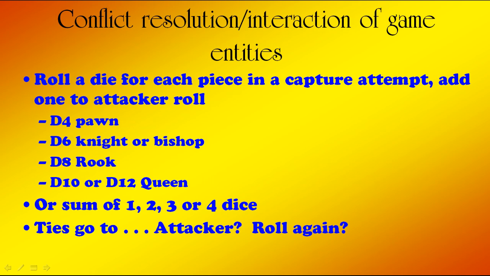Conflict resolution, interaction of game entities is the next structure. Say you roll a die for each piece in a capture attempt and add 1 to the attacker roll. Maybe a d4 for a pawn, d6 for a knight, d8 for a rook, and so on. Or you could just roll a number of dice and add them up. 1 die for a pawn, 2 for a knight or a bishop, 3 for a rook, 4 for a queen. Who would ties go to? The attacker? Would you roll again?